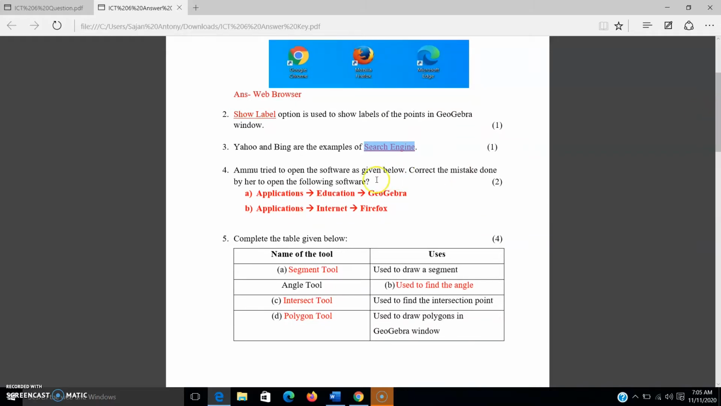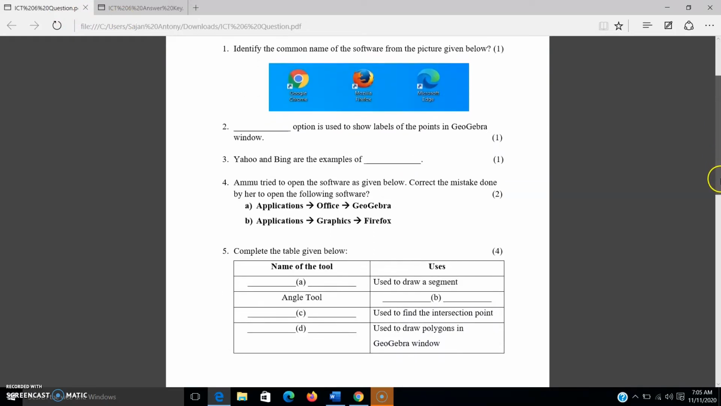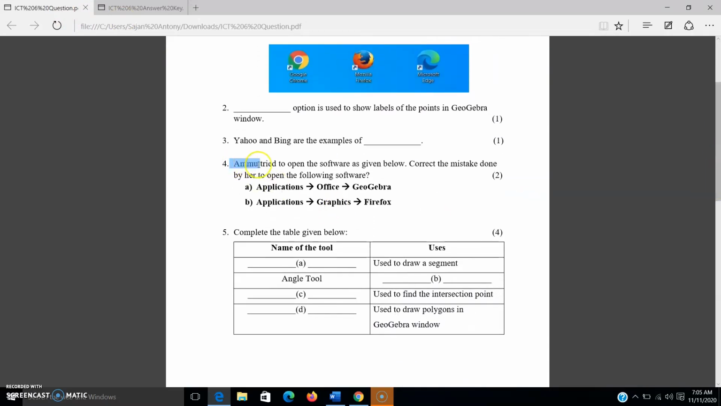Now we will move to the fourth question. So I will show you the question paper. This is the fourth question. Ammu tried to open the software as given below. I have given you two options to open the software, GeoGebra and Firefox. But these are wrong. You have to correct the mistake done by Ammu to open the following software. You have to correct it here.